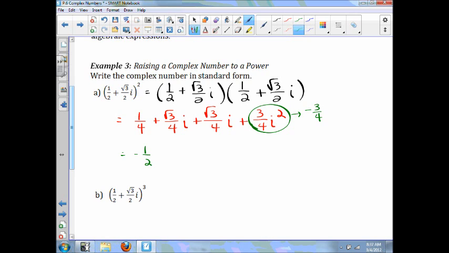Square root of 3 over 4 plus square root of 3 over 4, well, that will actually get you 2 square root of 3 over 4. Doing a little simplifying, we'll end up getting negative 1/2 plus square root of 3 over 2i.